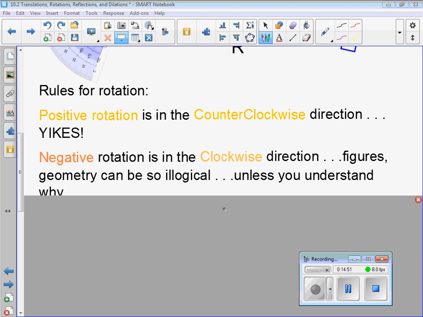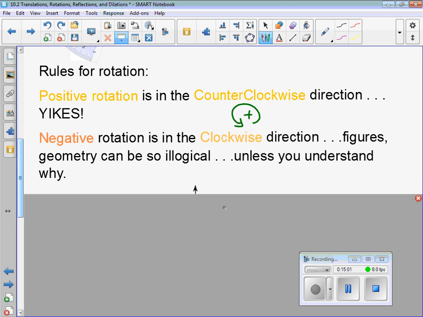So let's look at the rules for rotation. Positive rotation is counterclockwise. This is positive rotation. And negative rotation is clockwise, completely opposite of what you would expect, I think. But let's make sure you understand why. If you understand why it's this way, it might make more sense. We're in the world of math, and so it comes from that world, not from the world of clocks.